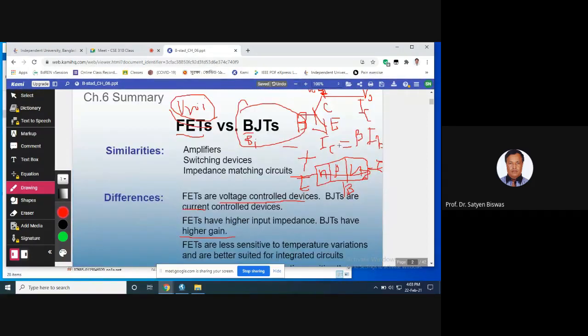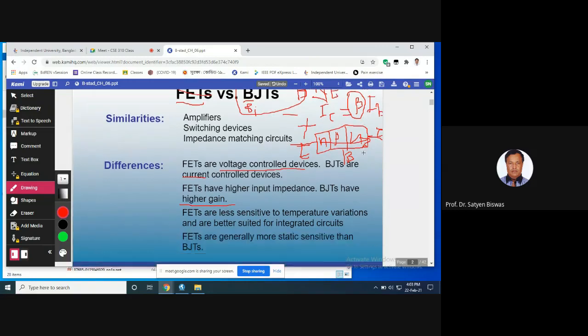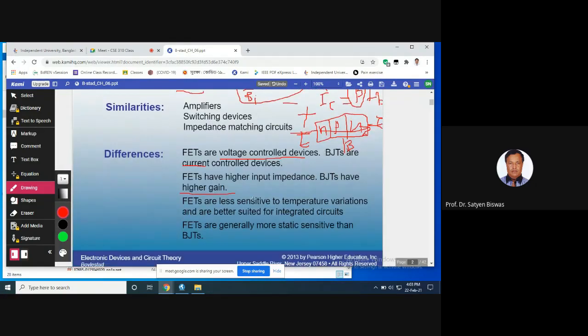You see beta is the gain. When you put in a base current IB of, let's say, 1 milliampere, and the value of beta is 100, then the collector current will be 100, right? So it will be very big. But in the case of FET, the gain will not be that much, but the input impedance is very, very high.